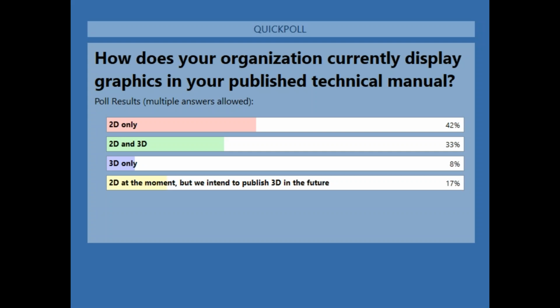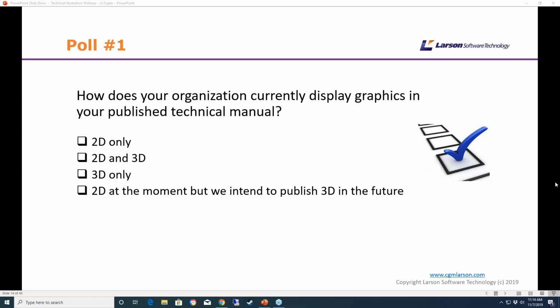So pretty much how I would expect it to be: 42% 2D, 32% 2D and 3D, which kind of surprises me, 8% 3D, which would have been what I would have said, and then 17% looking for 3D in the future. So an interesting poll. I think it's pretty much what I thought, though I thought the percentage of 2D only would be higher.